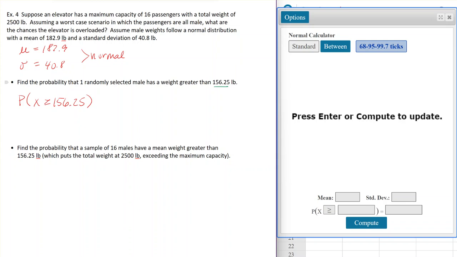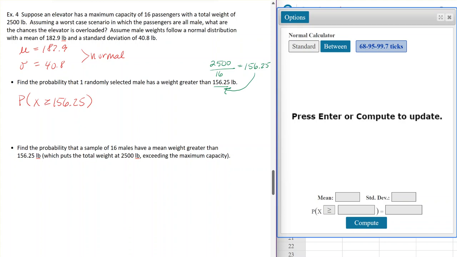It's not exactly clear in the problem, but it's actually specific to this particular problem. They didn't randomly choose, but where did the 156.25 come from? If you look back to the very first sentence of the example, we have a passenger car that has a maximum capacity of 2,500 pounds, and a maximum capacity of 16 people. 2,500 divided by 16 is 156.25. So that's where this number comes from. We are using that as the basis of our probability statement.